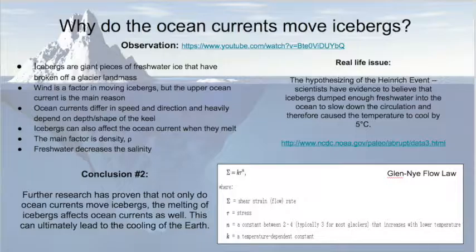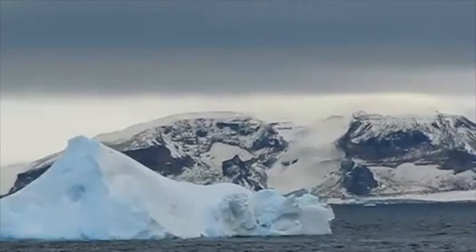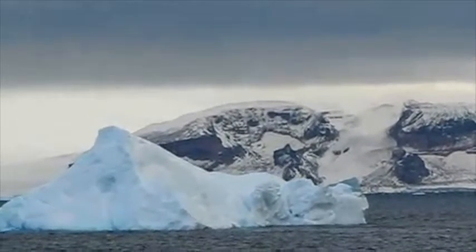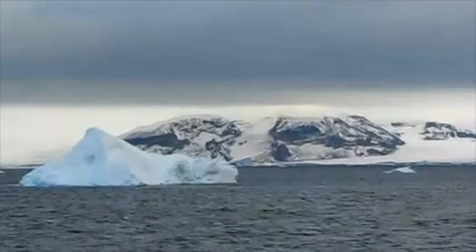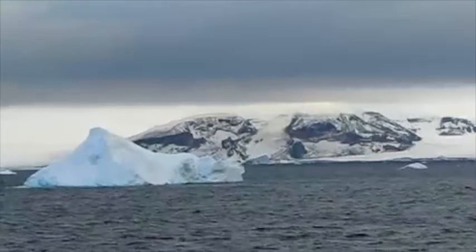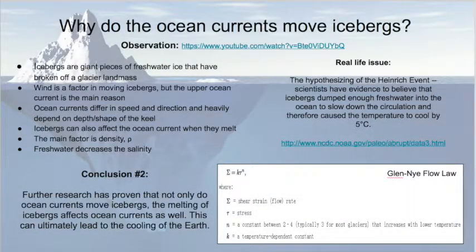Glen's flow law shows that the flow is relative to the shear stress and temperature. The shear stress is the product of viscosity and area, so an iceberg with a large part underwater will be affected more. That's why a large iceberg may move in a direction different from that of the surrounding ice, since ocean currents at depth may differ in speed and direction from surface currents.